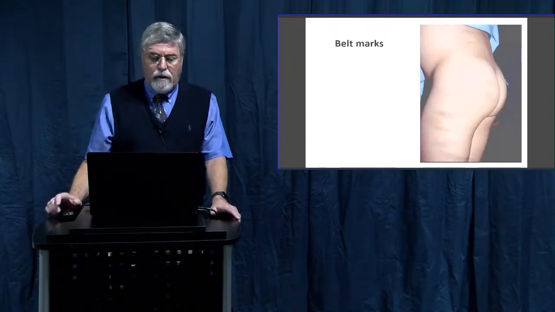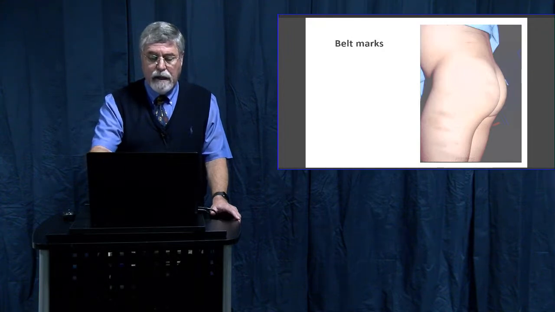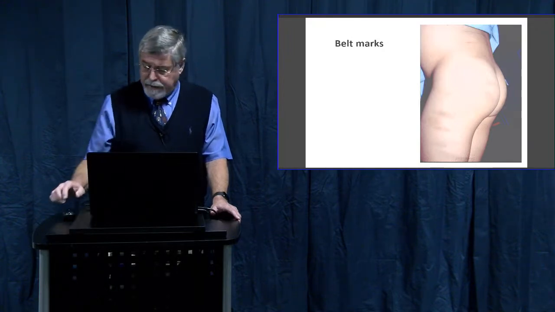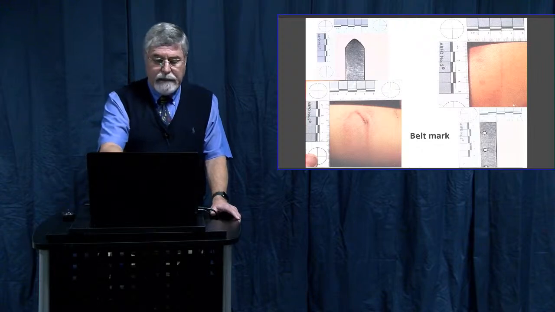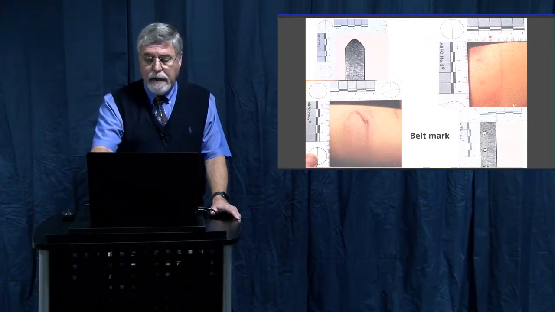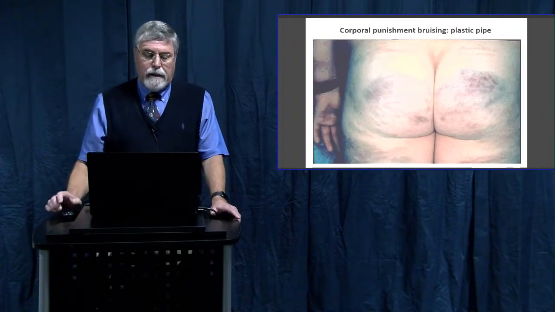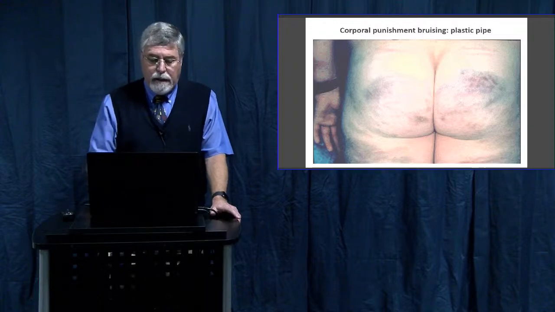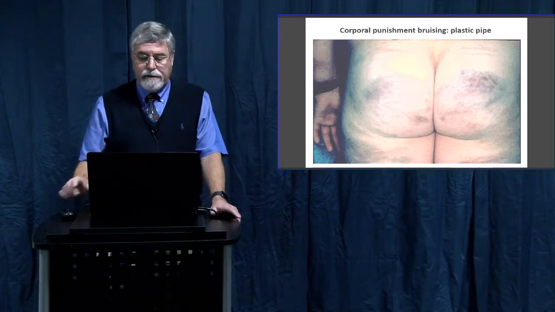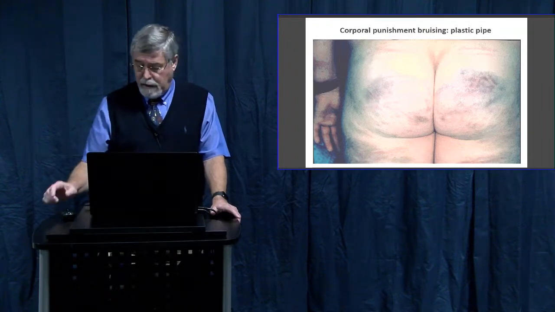This is more typical for the type of injury with something a little wider but still flexible. In this case, a belt. And in some cases, the belt mark may leave a pattern that you can even identify what the object was that actually struck the child, but that's not terribly common. As they start using something that's more stiff, you get a different pattern because it doesn't wrap around the edges as much. This happens to be a PVC pipe used to punish a child on the buttocks.